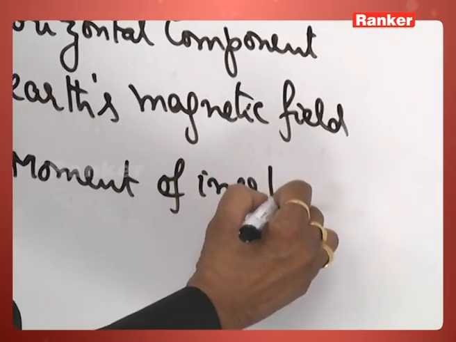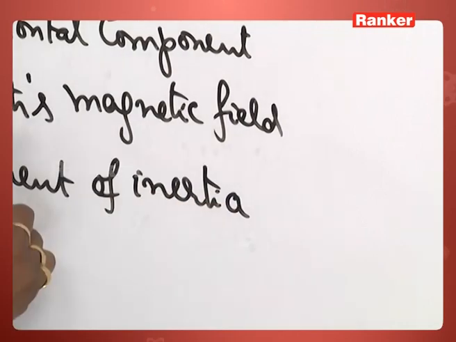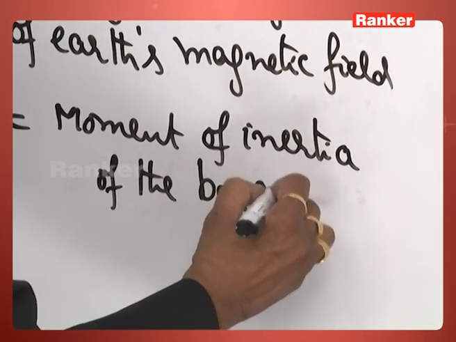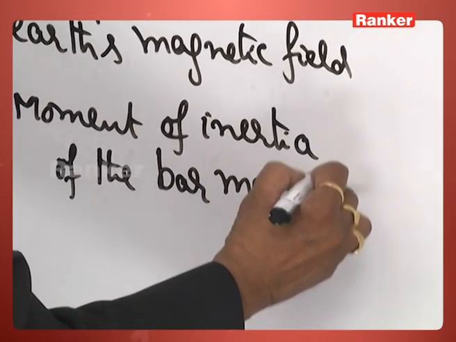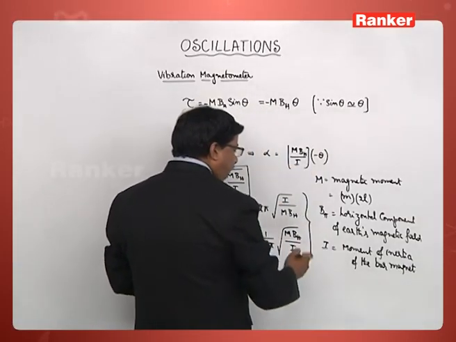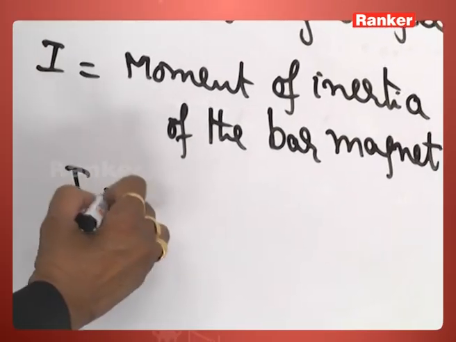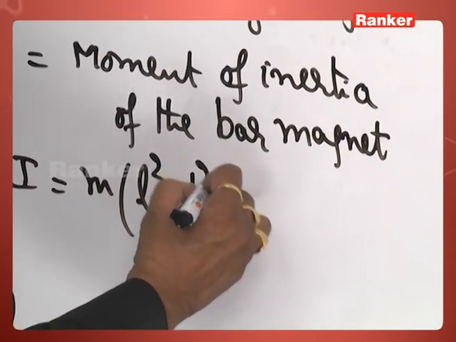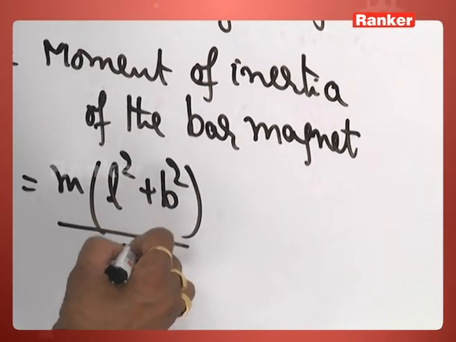Moment of inertia of the magnet. The bar magnet, what is being used there. What is the basic equation for moment of inertia? It is m into L square plus B square by 12.